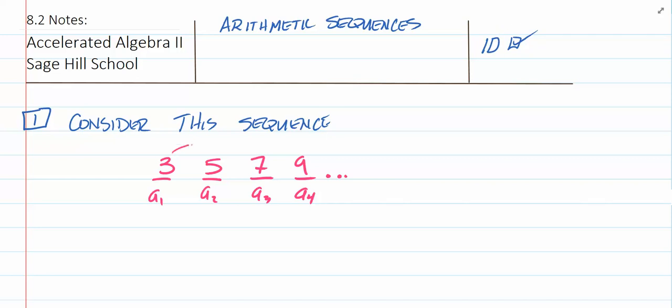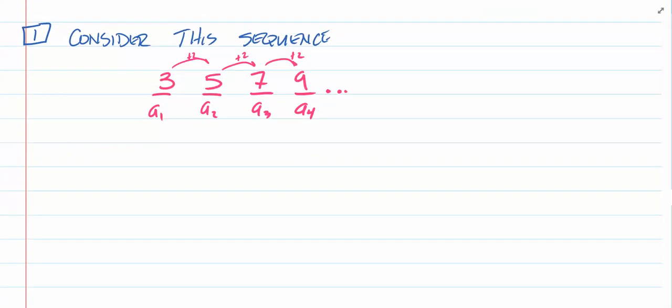So check this out. To get from a 3 to a 5, we got to add 2. From a 5 to 7, we got to add 2. 7 to 9, we got to add 2. Well, this is a special type of sequence. This sequence is called arithmetic. So we're going to define these right now.